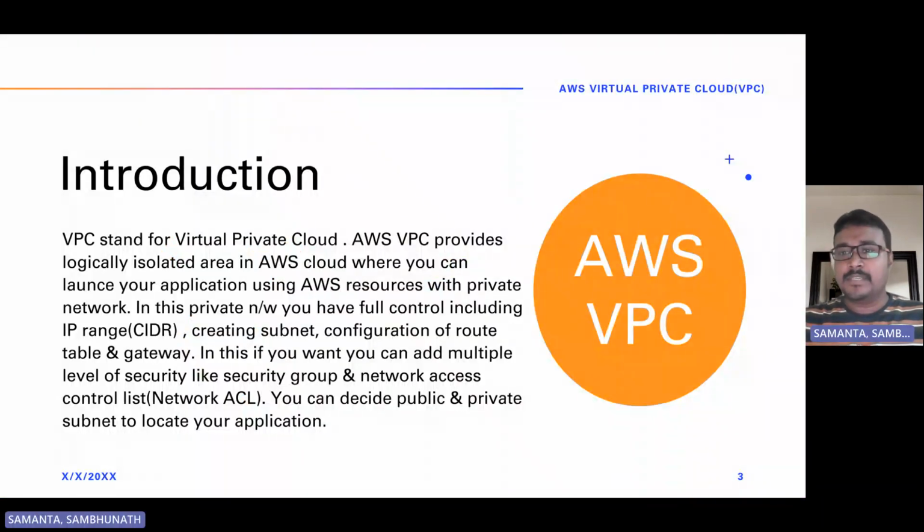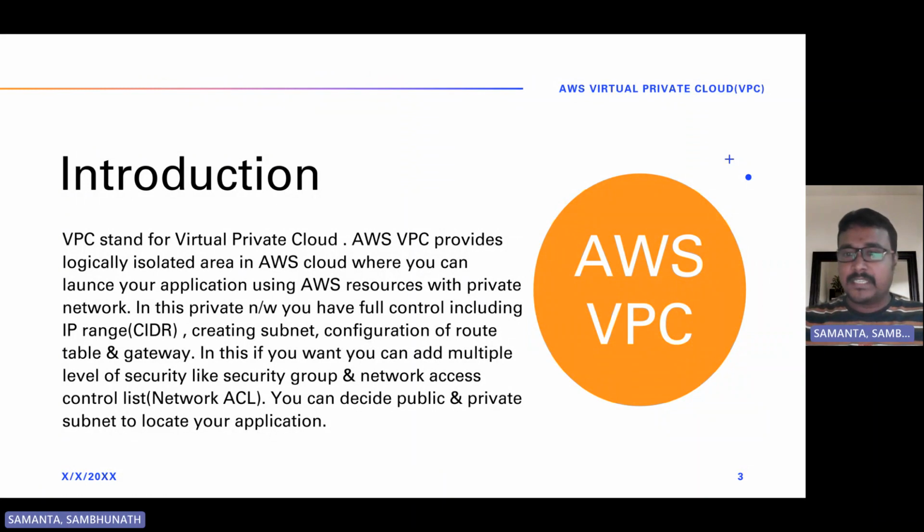First of all, let me explain what a VPC is. VPC stands for Virtual Private Cloud in AWS. It's a kind of private, isolated network, and on that isolated network you can deploy whatever application you would like to run.